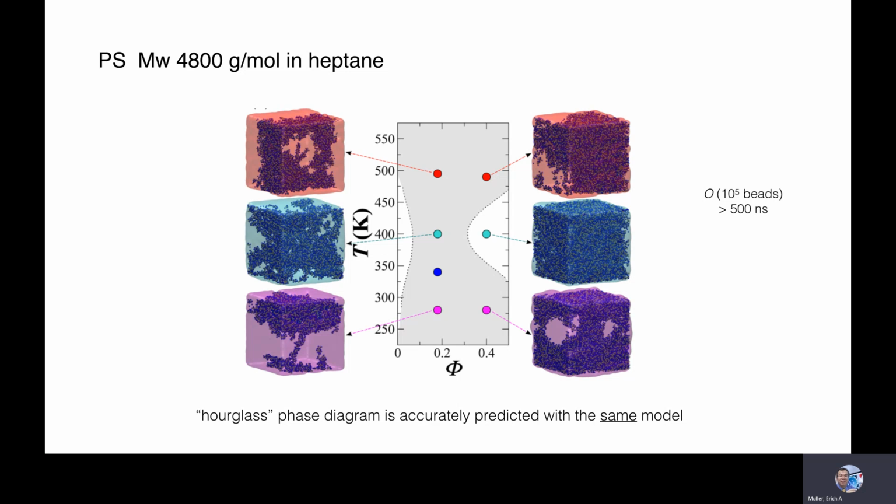Again, I might stress that these are reasonably large simulations with reasonably large time steps, which would be very challenging, if not impossible, to do nowadays with fully atomistic models, but are reasonably easy to do with coarse grain models, and most importantly, are very accurate and predictive.